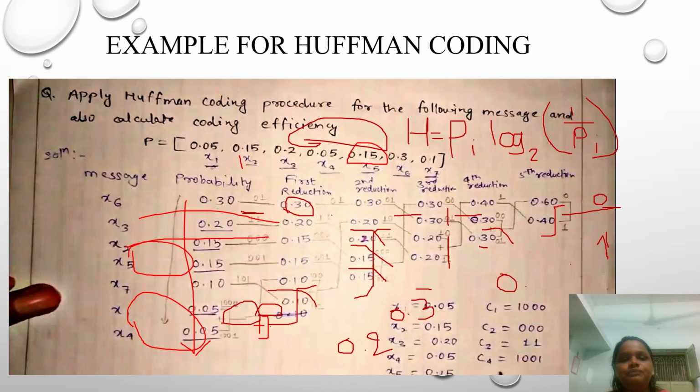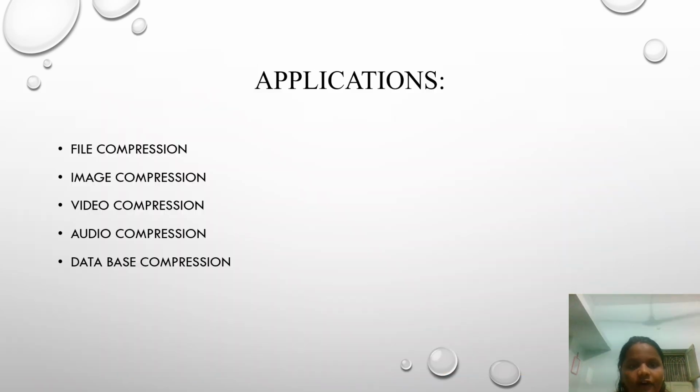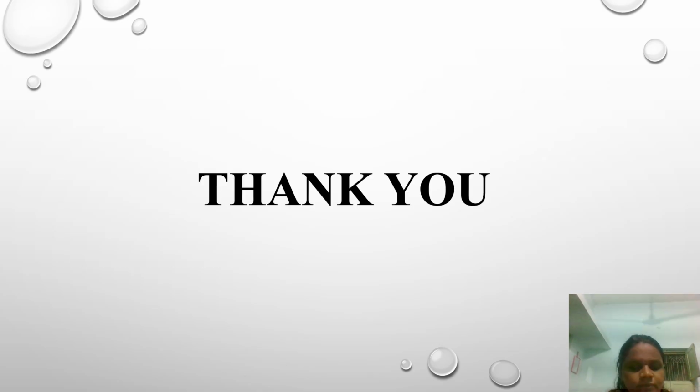Let us know the applications of Huffman coding. Huffman coding is used in file compression, image compression, video compression, audio compression, and database compression. These are the basic compression techniques which use Huffman coding. These compressions use Huffman coding for reducing the size. Thank you for giving this wonderful opportunity.